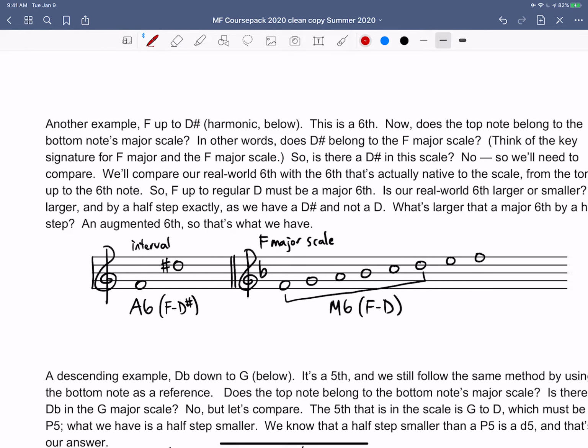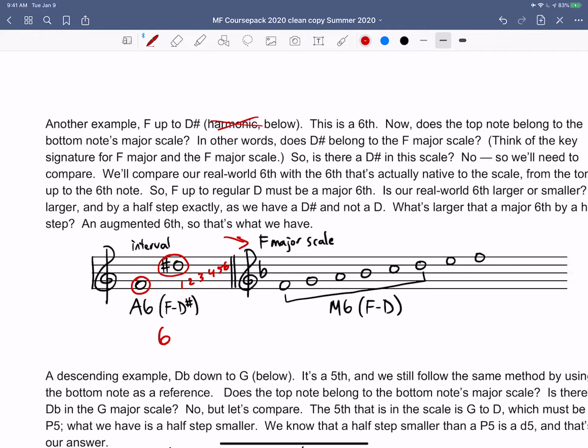We have an F up to a D sharp, and actually I didn't write it out as a harmonic interval. It's just a melodic interval, but same difference. Count your lines and spaces, 1, 2, 3, 4, 5, 6. It's indeed a sixth. We ask that all-important question. Does D sharp belong to the F major scale? Does the top note belong to the bottom note's major scale?